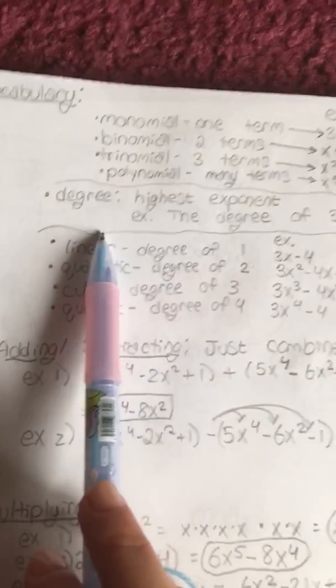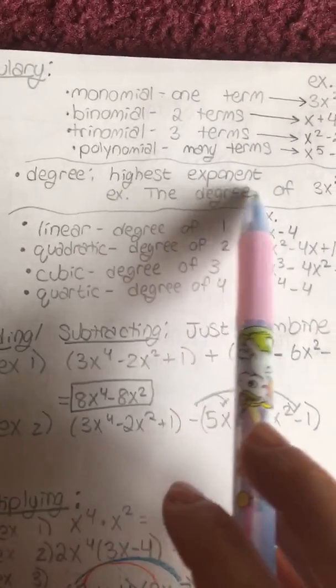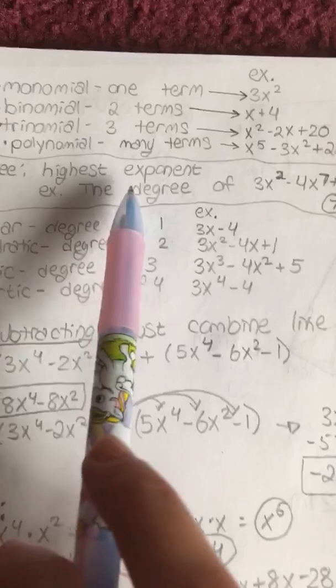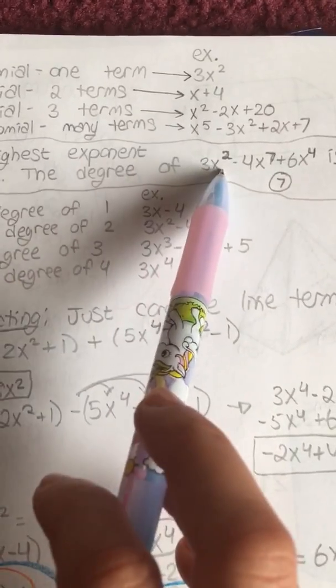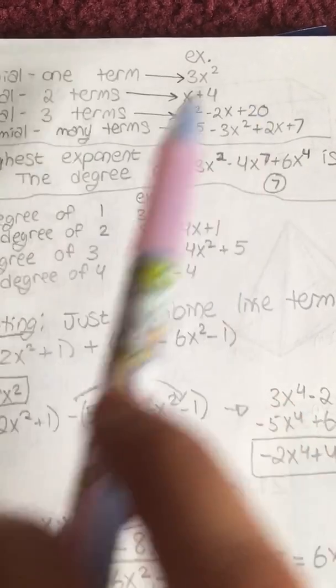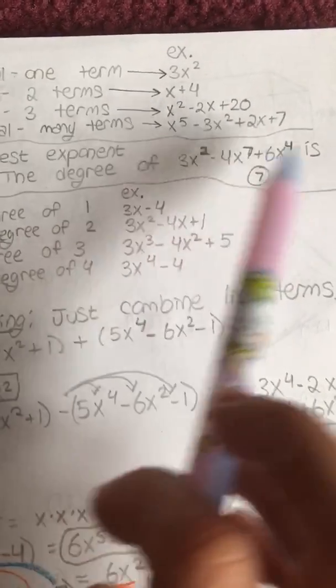You'll also be asked about the degree of the polynomials. The degree is just the highest exponent. The easiest way to explain it is with an example. So the degree of 3x squared minus 4x to the 7th plus 6x to the 4th is the highest exponent, 7. It's not always in order from highest to lowest.